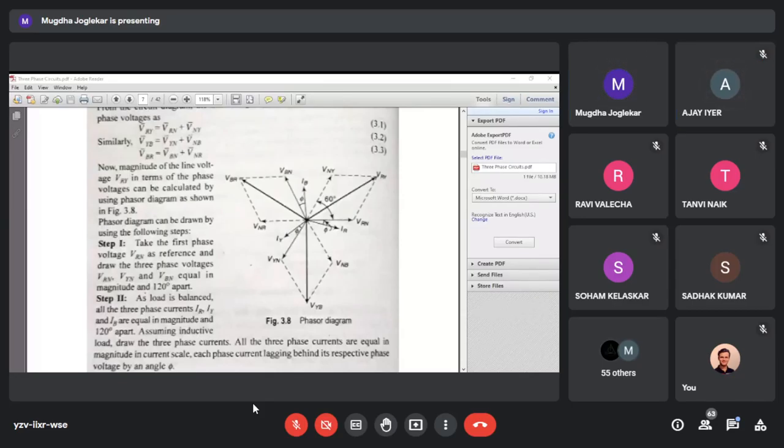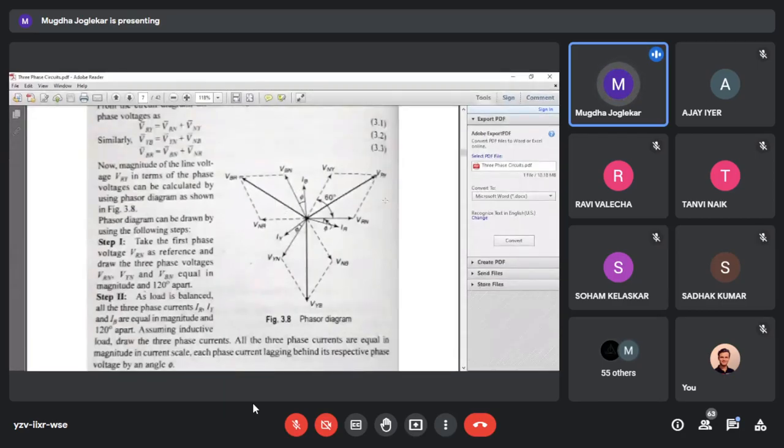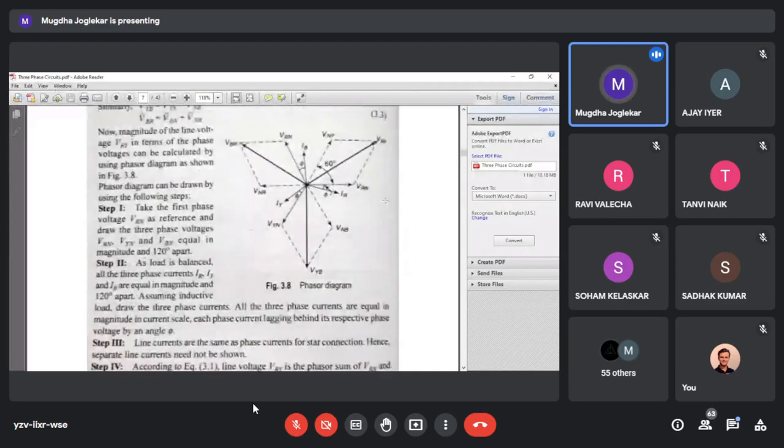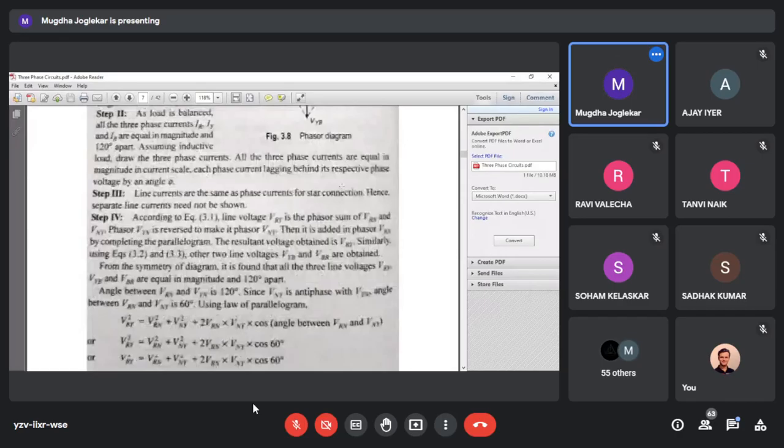Okay, ma'am. So here, after drawing, you can see the angle between VRN and VNY is 60 degrees. Angle between VYN and VNB is 60 degrees. The angle between these two will be 60, and between these two will be 60. So we will now use the law of parallelogram. Are you remembering that? How to use it here? VRY square is equal to VRN square plus VNY square plus 2 into VRN VNY cos of the angle between these two. So you will get it like this.